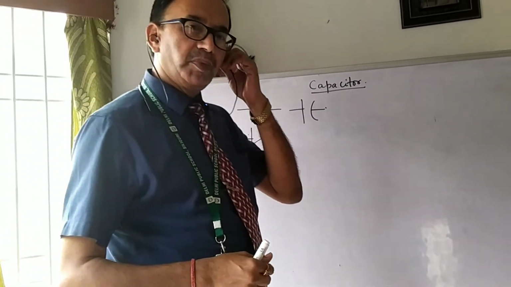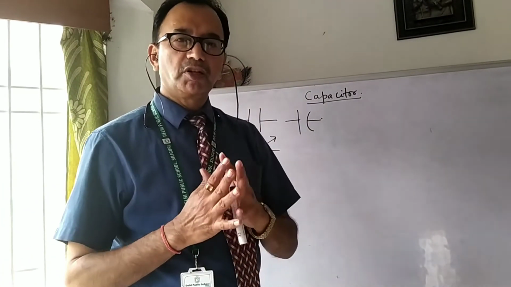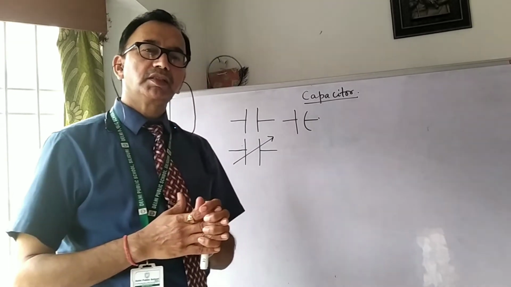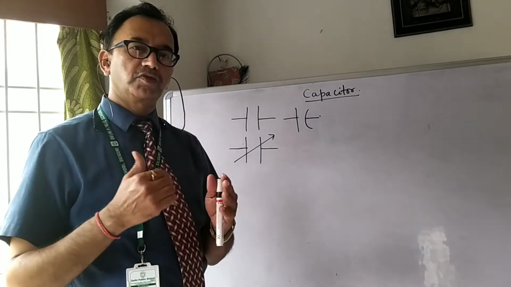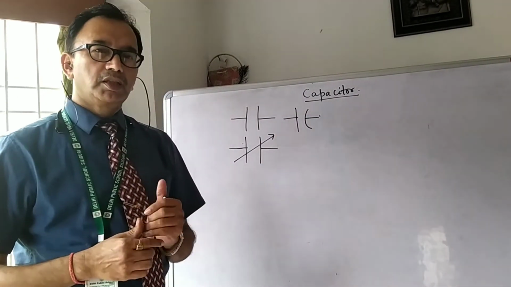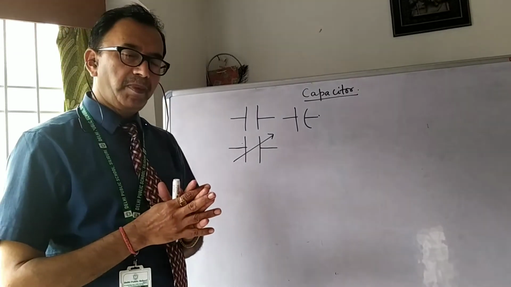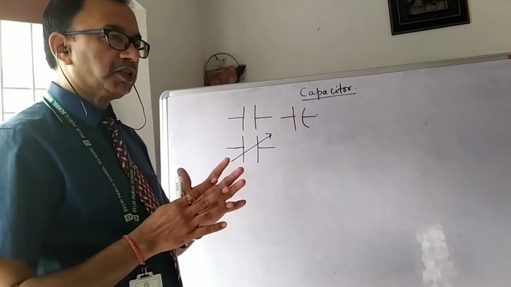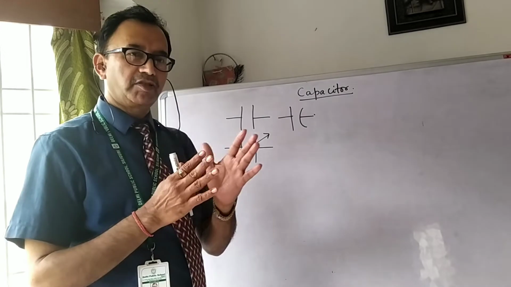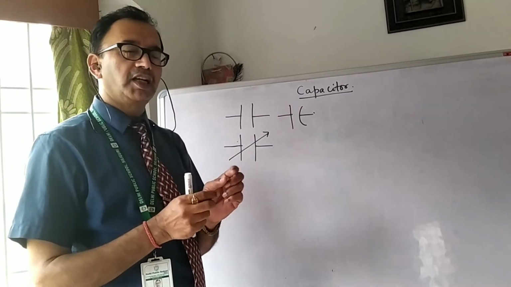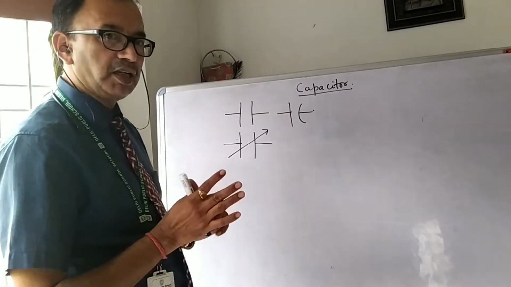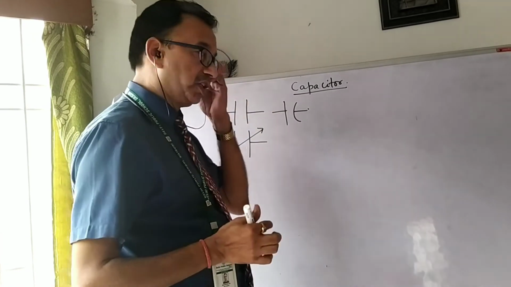So what is a dielectric medium? The medium which does not permit the electric field lines or electric charges to easily flow through it. Now these dielectric media have a dielectric constant, and there is a dielectric strength. Now let us understand what the dielectric constant is.